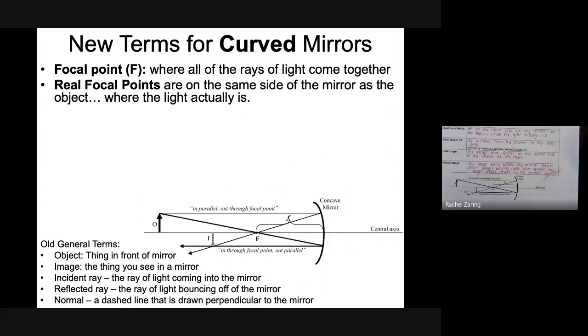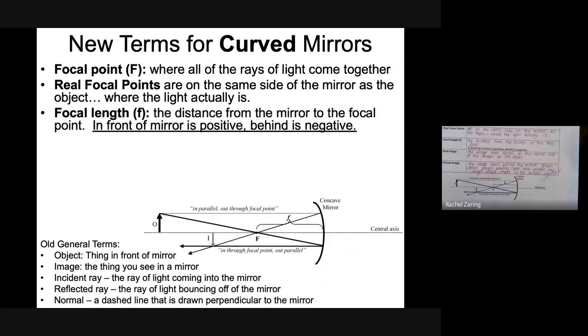Where we can differentiate the discussion of focal points is using terms like real and virtual. A real focal point is going to be on the same side of the mirror as where the object is. It's real because there's actually light on that side of the mirror. So this diagram has an example of a real focal point where the focal point and the object are on the same side.